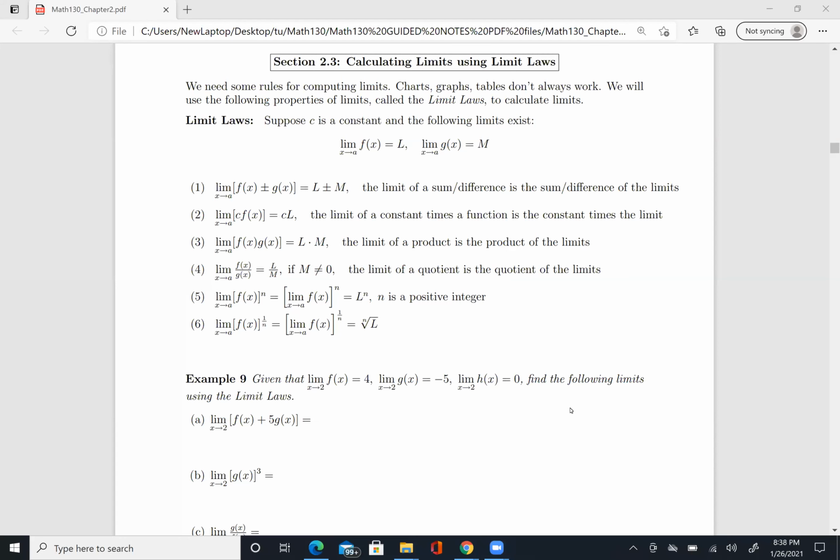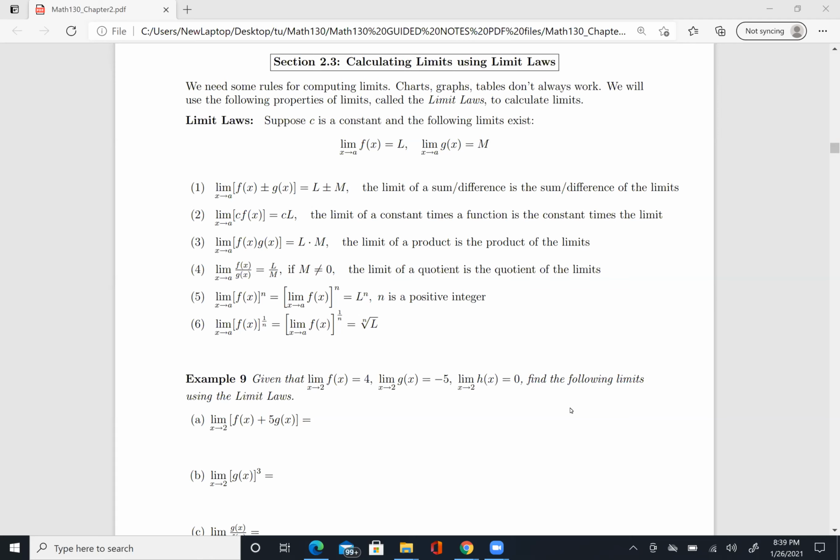Hi class. So today I will talk about section 2.3, Math 130 Calculus 1. We're going to talk about calculating the limits using limit laws.